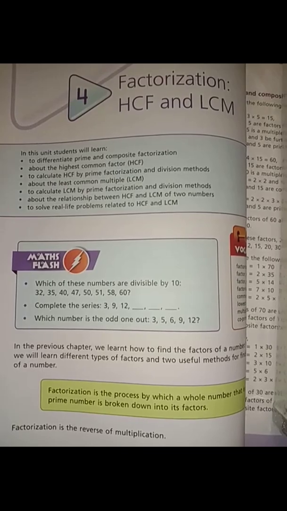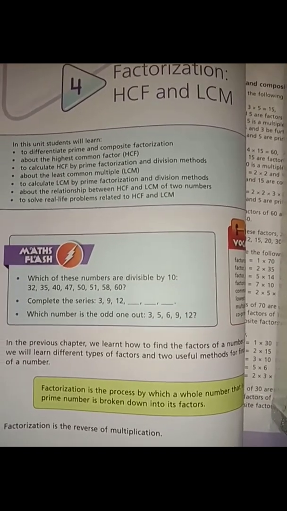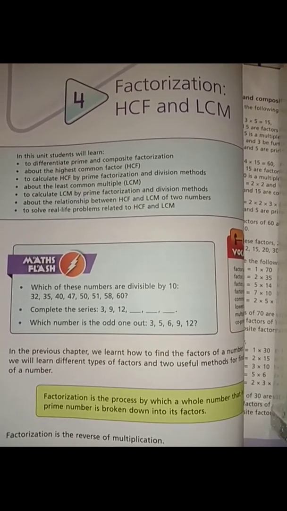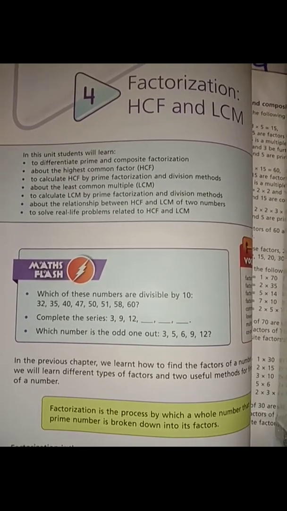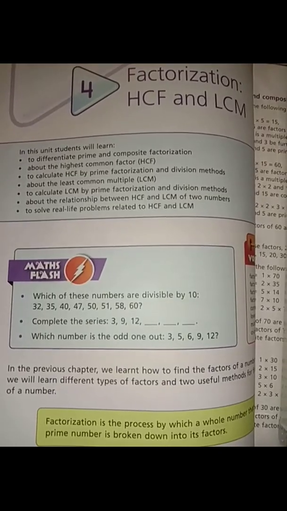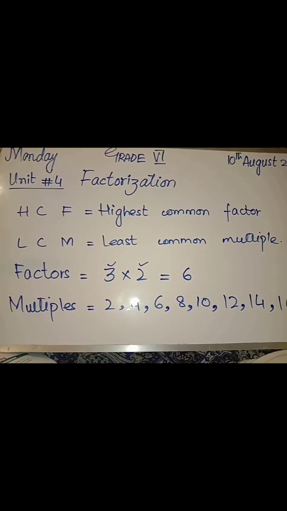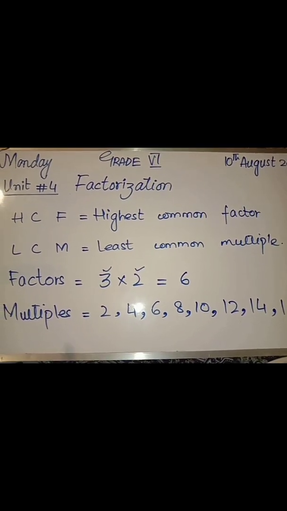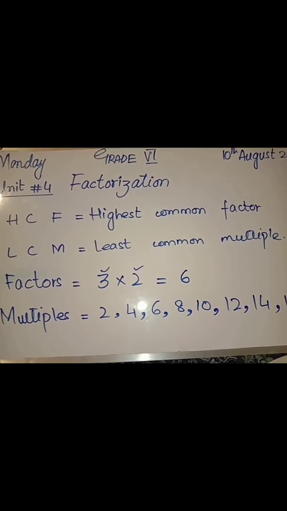In our maths lecture, we have unit number 4, which is factorization, and in this unit we will discuss HCF and LCM. So first of all, we have to know what is HCF and what is LCM. Now, what is HCF? HCF is highest common factor and LCM is least common multiple. Now, the question arises, what are factors and what are multiples?